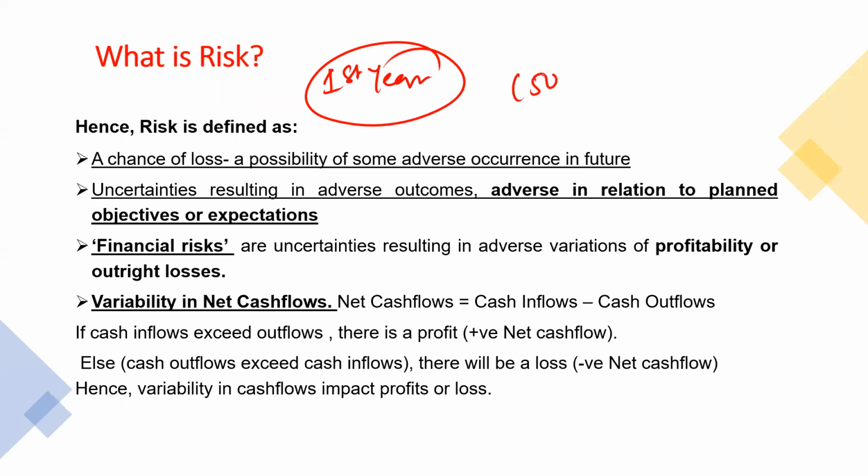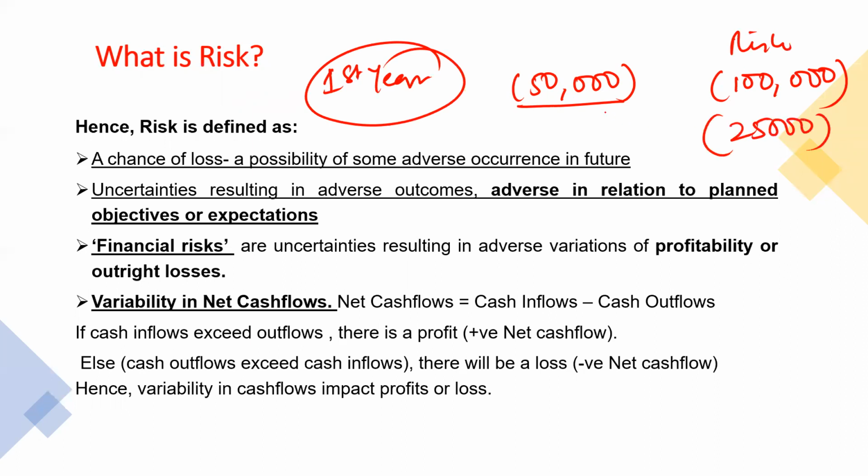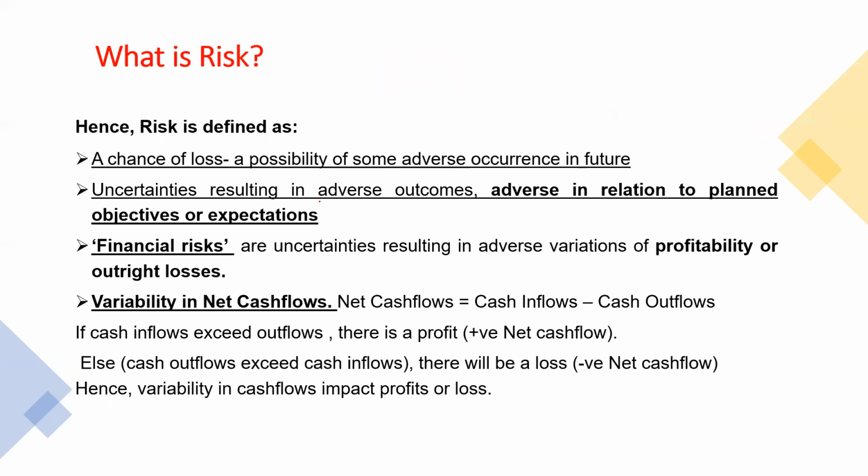I said, okay, I'm going to get a loss of 50,000 rupees. I'm going to make a loss. This is my planned objective. This is what I planned, my expectation. Actual loss was much more. I suffered a loss of 1 lakh rupees. This is my risk. But if my actual loss was 25,000 only, then I would say this was not risk, because I'd already thought that I'm going to be having a loss of 50,000, right? So this is what is risk.